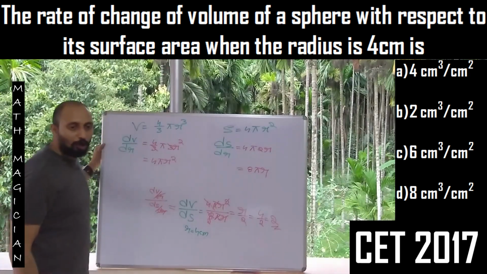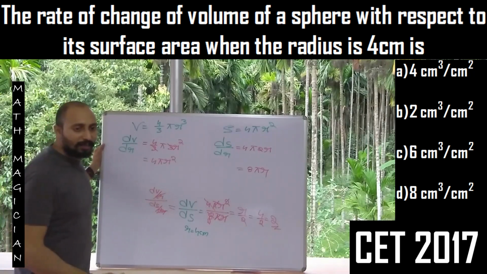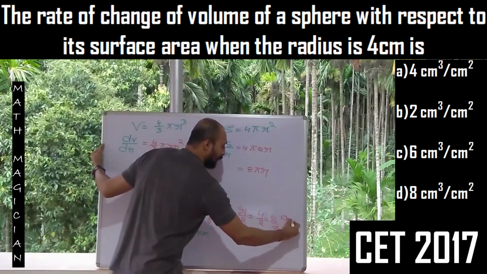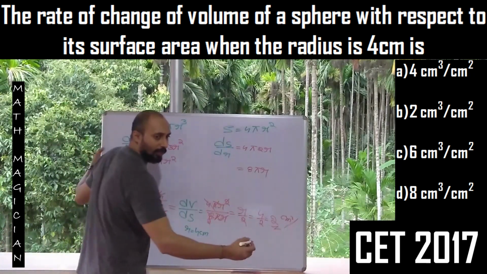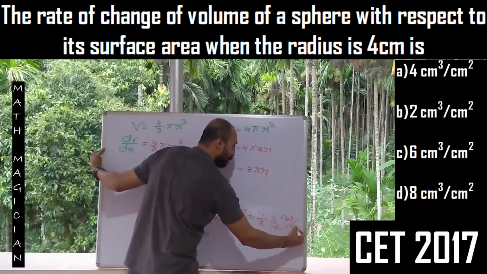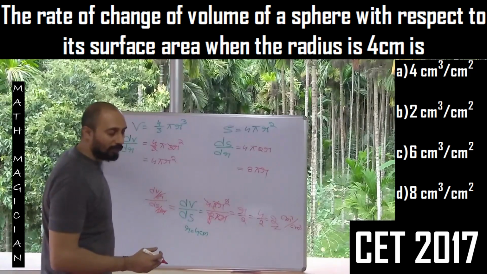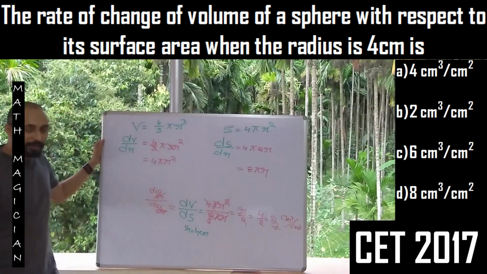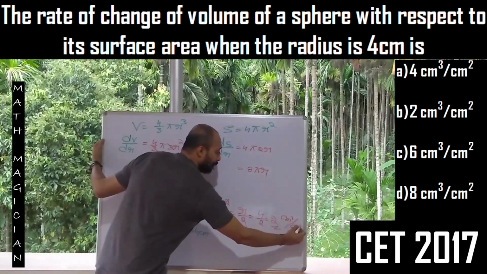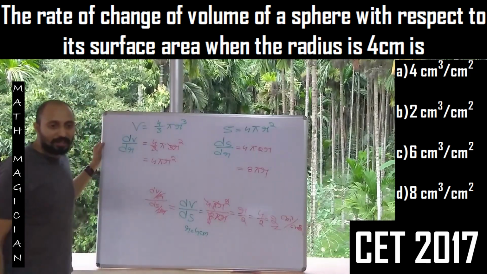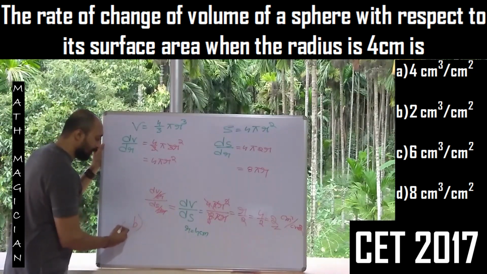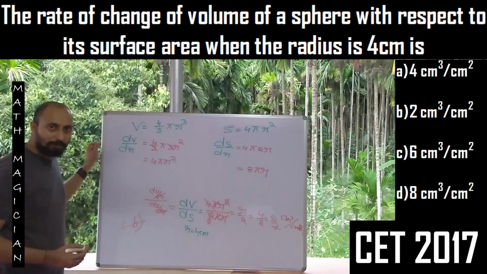So you can go through the options. Option B, that is 2 centimeter cube per centimeter square. Because centimeter cube is volume and centimeter square is surface area. So 2 centimeter cube per centimeter square is our right answer. So option B is the right answer for this problem.